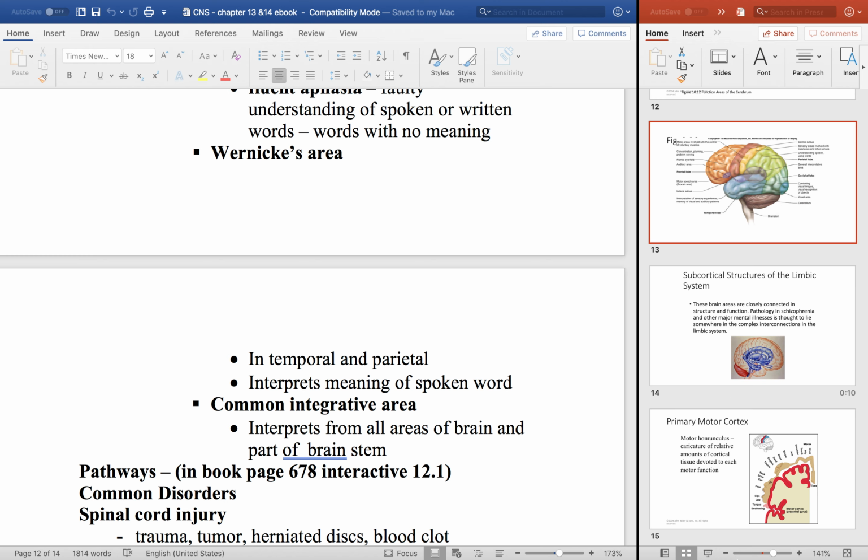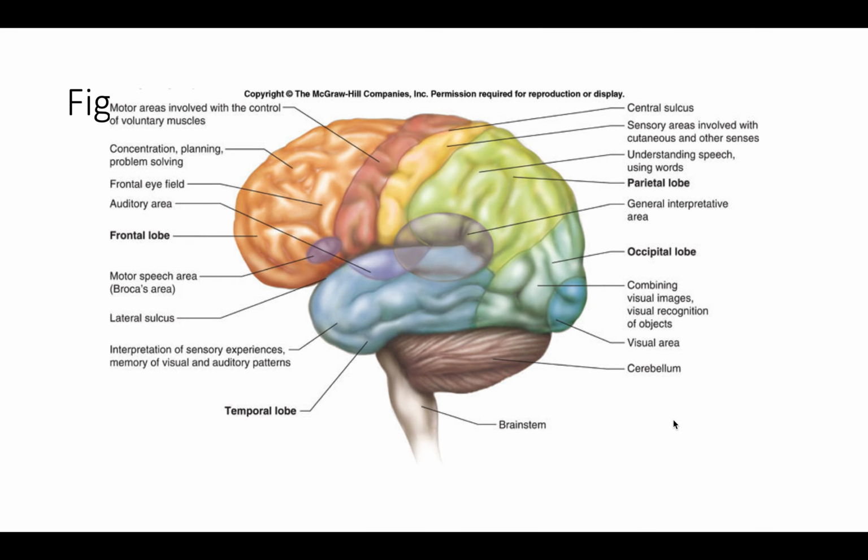Let's look at this picture real quick before I close out. Okay, if you look here, you can see this is the general interpretive area right here. Here's Broca's area right here. And over here, let's see where Wernicke's area is. I don't see it. But it's mainly right in here, but it's not saying that. That's part of the auditory area. But that's where it is. It's the temporal and parietal lobe. Like I said, Broca's, general interpretive, and Wernicke's right there.